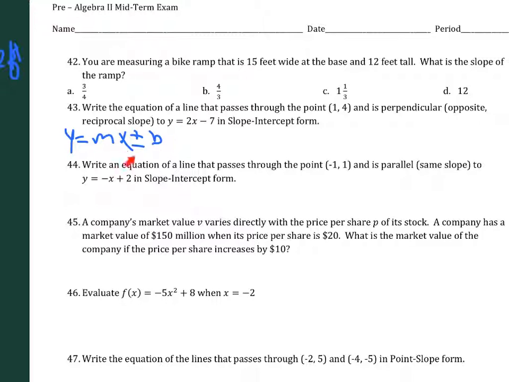So take a look at what you got to do. Take your slope, plug it in for m, plug in your x and your y here and here, and solve for b. And then rewrite it: something equals a number times x plus or minus whatever your b was there.